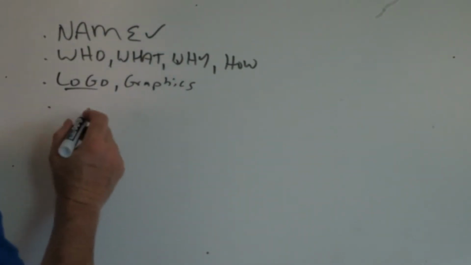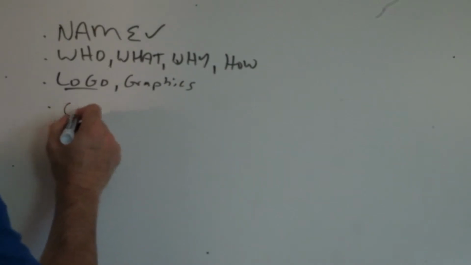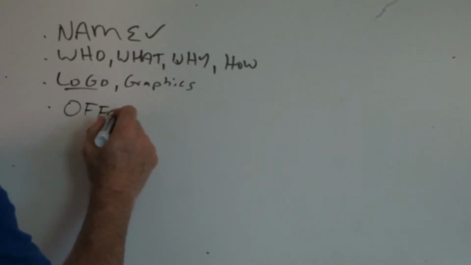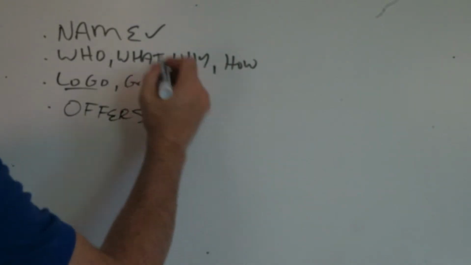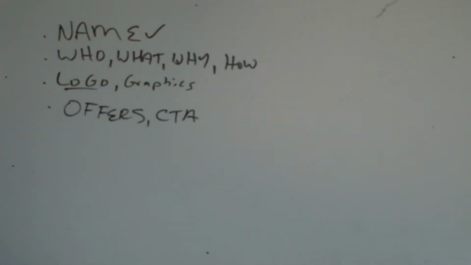Next thing you're going to want to do is figure out what offers or calls to action that you're going to have, and we use the shortened name of CTA, for your business. What offers or calls to action are you asking your clients to take? Once you've gone through your who, what, why, and how, you start talking about what problems or solutions you're solving for them, what results you're going to give them.